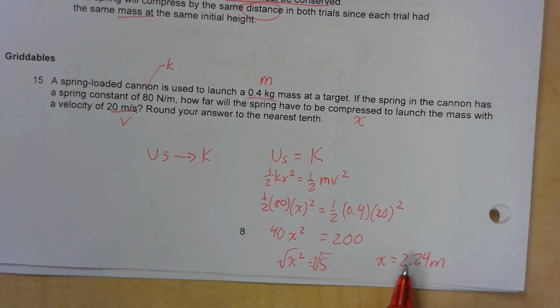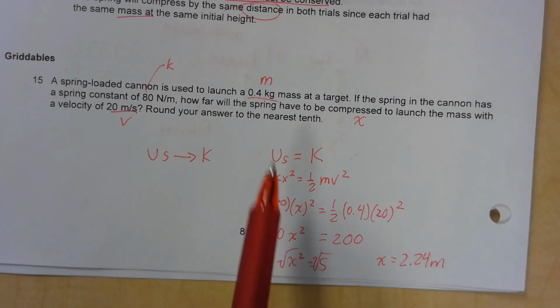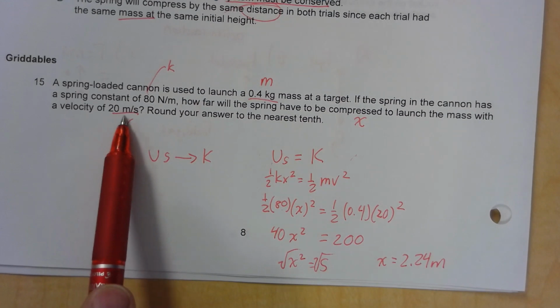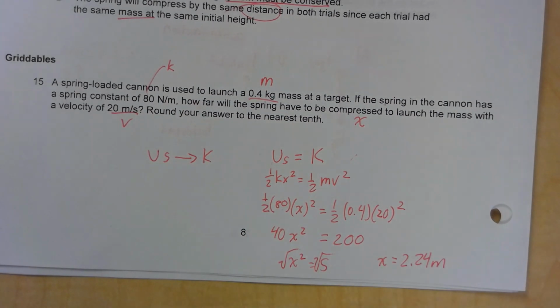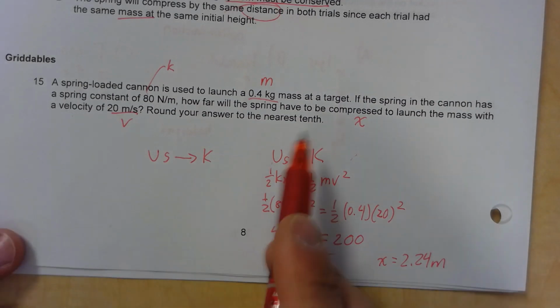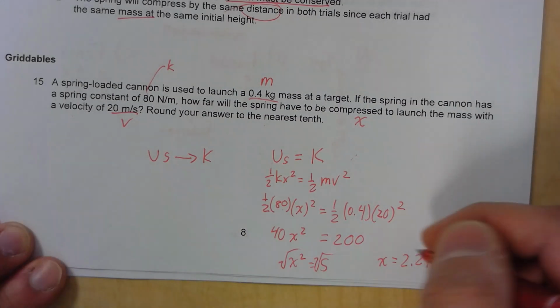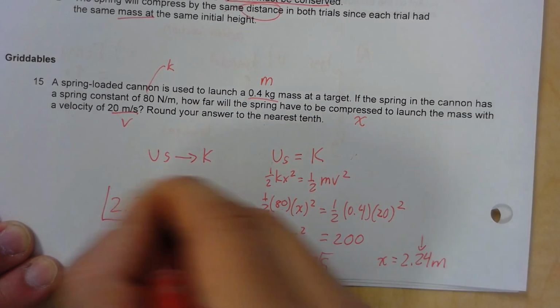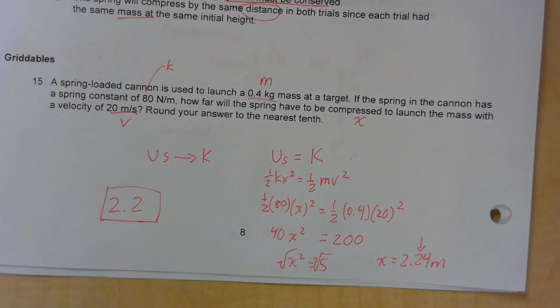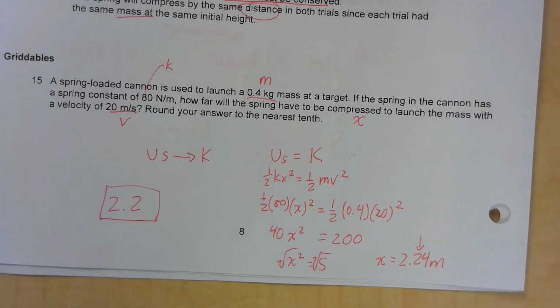We're never going to stretch a spring 2 meters long. But if you wanted to get something to launch at 20 meters per second and it was a weak spring, you'd have to compress it pretty far. Okay. Now it says round to the nearest tenth. That would be here. So what you would actually put on your griddable is 2.2. Okay. Good. So that brings us to the end of multiple choice.